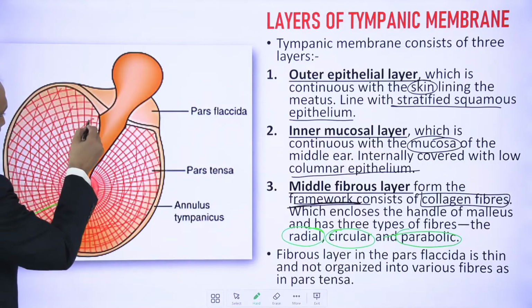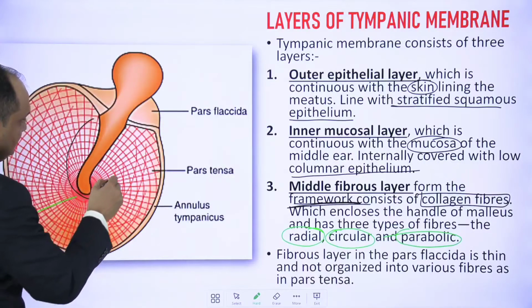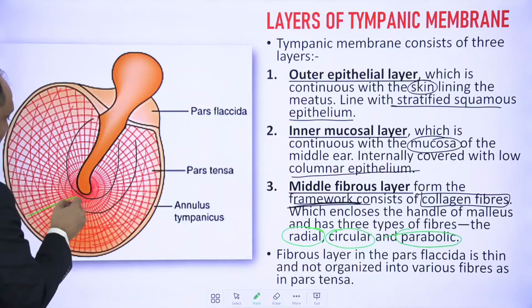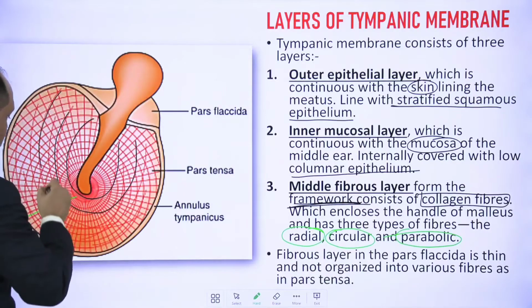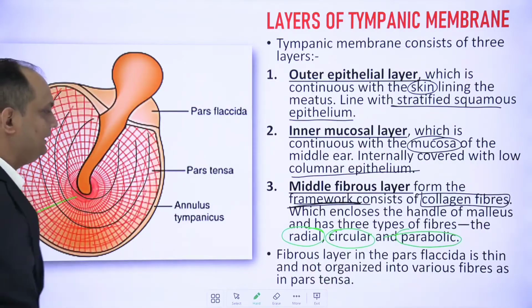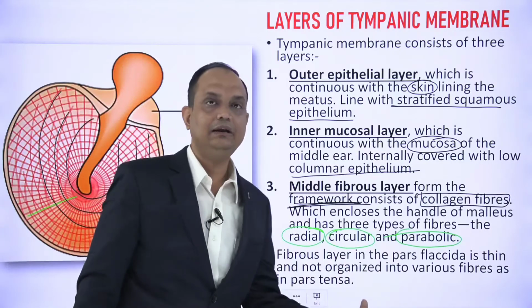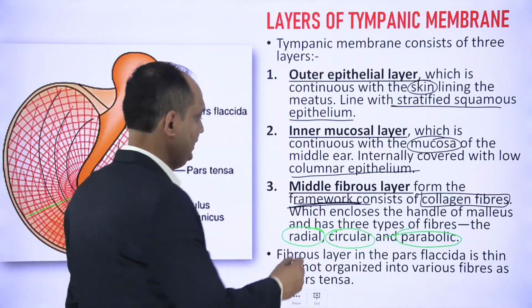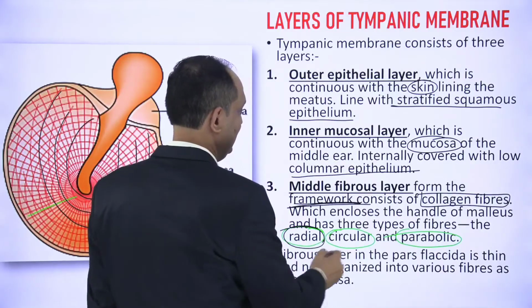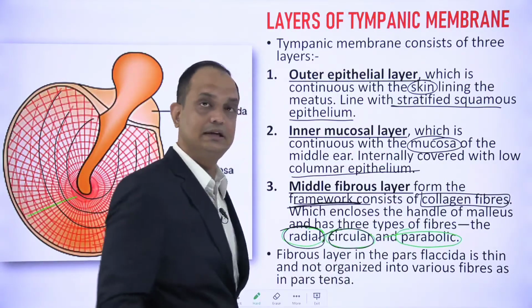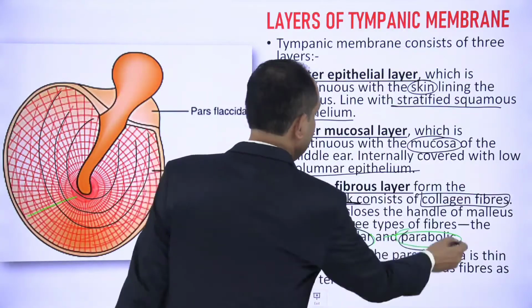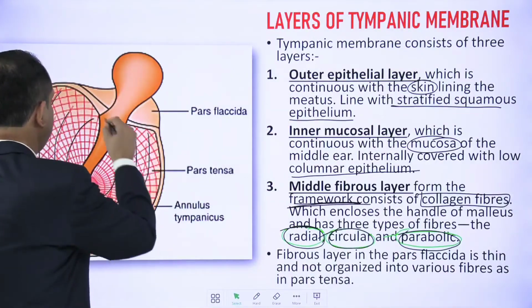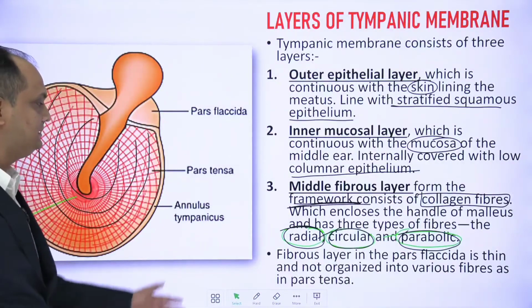Now this is the one fiber which I am tracing here. This is the parabolic fibers. So parabolic fibers are also there in this image. So you will realize that there are three patterns of fibers in the middle fibrous layer: radial fibers, which go in all directions; circular fibers, which encircle each other; and parabolic fibers, which are U-shaped fibers, which you can appreciate in this diagram.